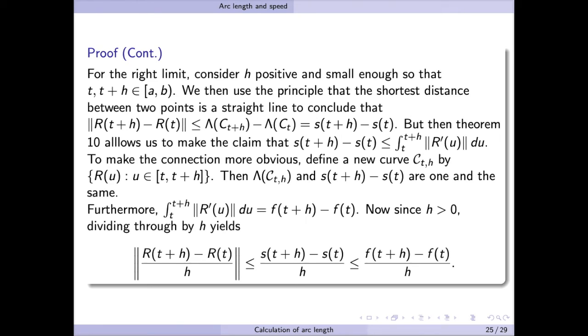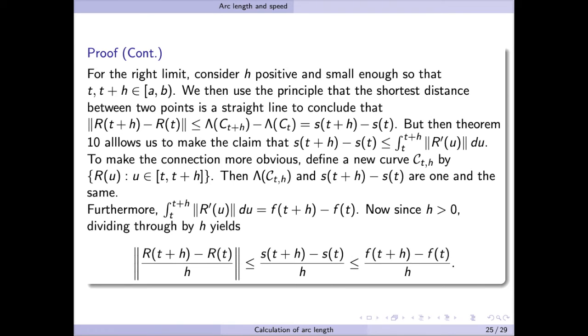We then use the principle that the shortest distance between 2 points is a straight line to conclude that the norm of R of t plus h minus R of t, which represents the straight line connecting the points R of t and R of t plus h, is less than or equal to lambda of c sub t plus h minus lambda of c sub t, which represents the curved length between the points of the parameter t and t plus h. Finally, by the definition of the function s, we say that that is equal to s of t plus h minus s of t.